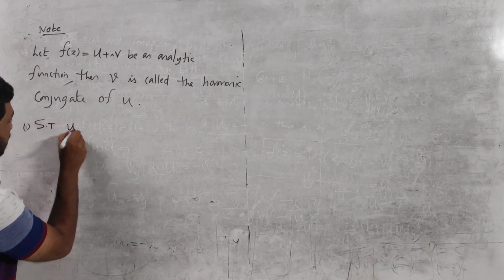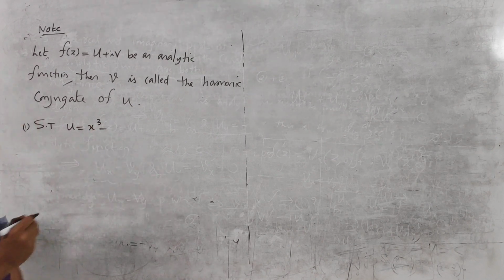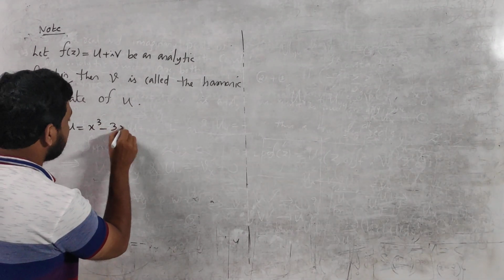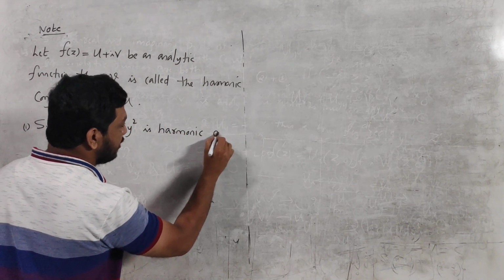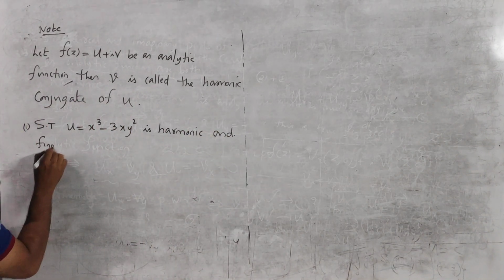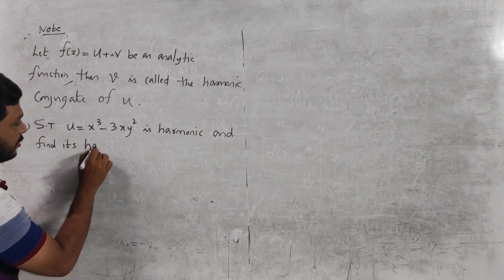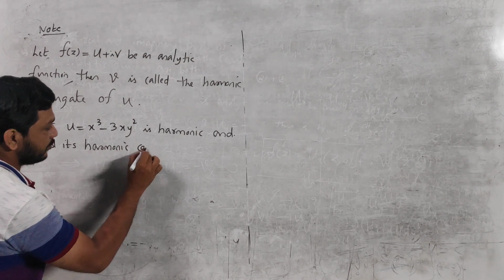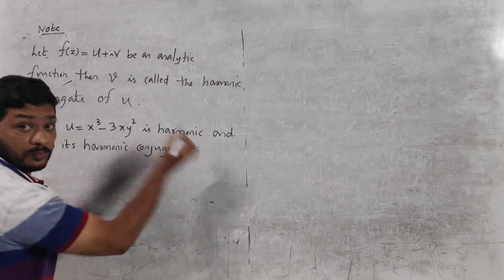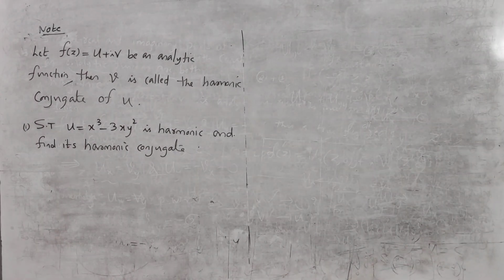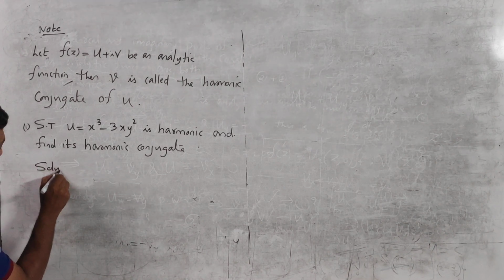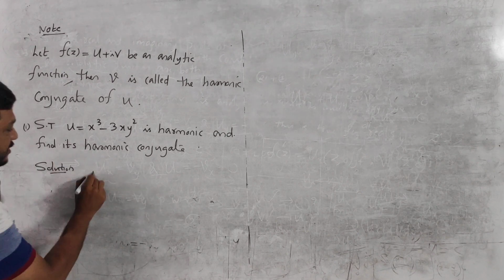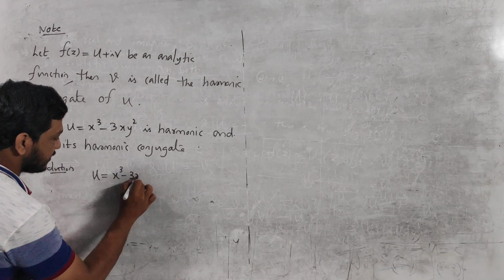Question number 1: show that u = x³ - 3xy² is harmonic and find its harmonic conjugate. So what is the way here? Writing the solution, the given u is x³ - 3xy².